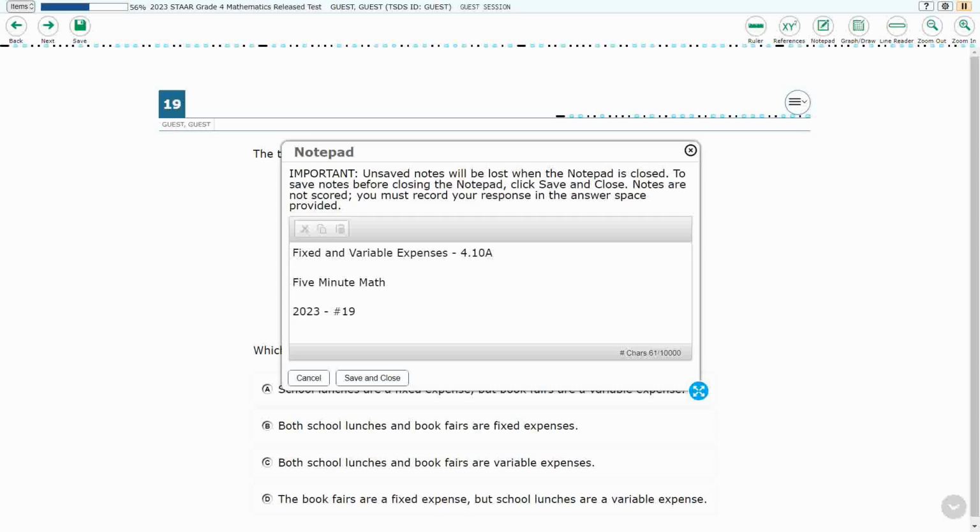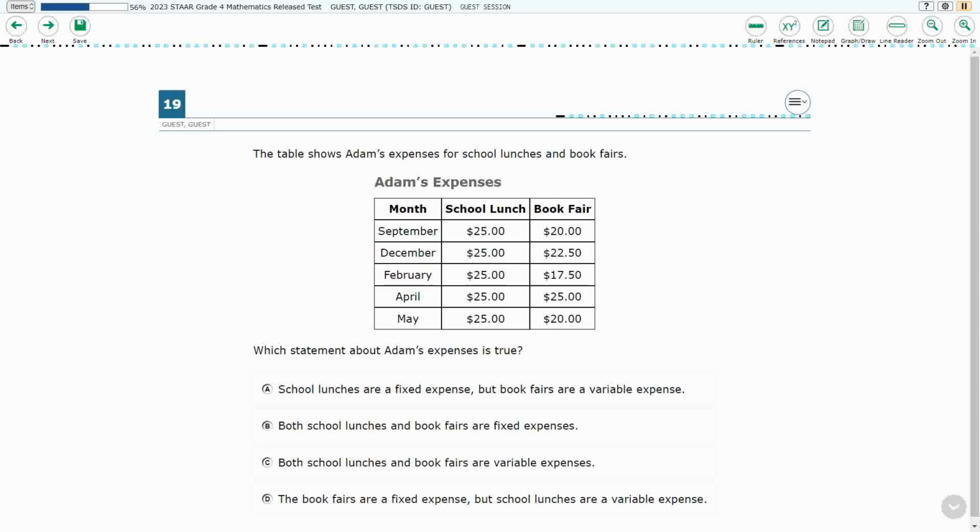Today we are looking at the fourth grade concept of fixed and variable expenses. This is standard 4.10a in the great state of Texas, and we are using item number 19 of the 2023 released STAAR test. If you haven't done so already, please go ahead and take a moment to pause the video, work this problem out on your own, unpause it, and we will look at our answers together.